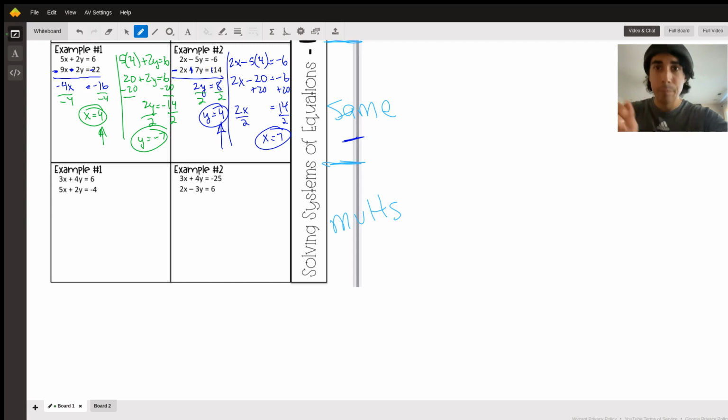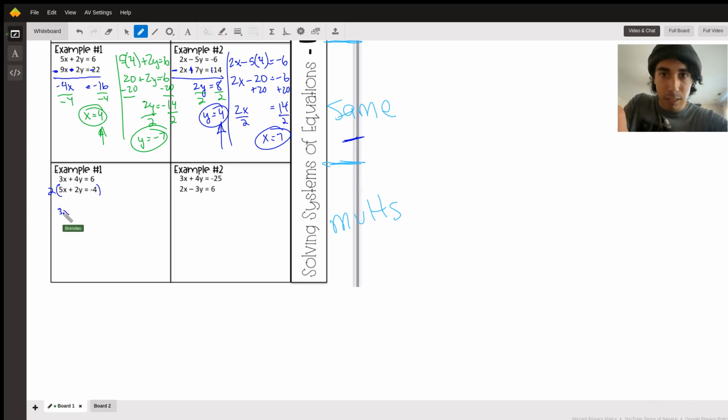So what I notice here is I have a 4y and a 2y. These would be pretty easy to get to have the same coefficient, right? Because if I multiply that bottom equation by 2 on both sides, it's going to give me a 4y. And then we're going to have that case where we've got the same coefficients, and then we can proceed from there. So what I'm going to do is take this equation and multiply the entire thing through by 2. So let's see what that does.